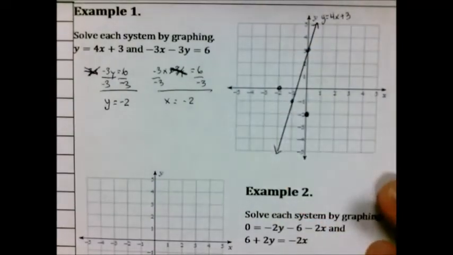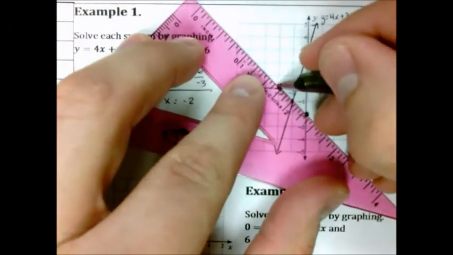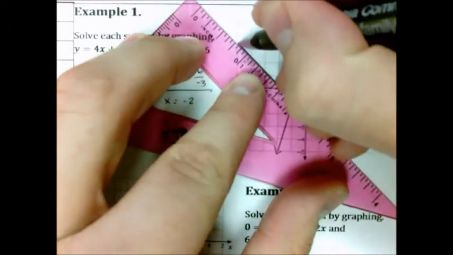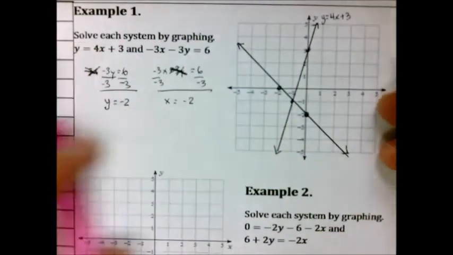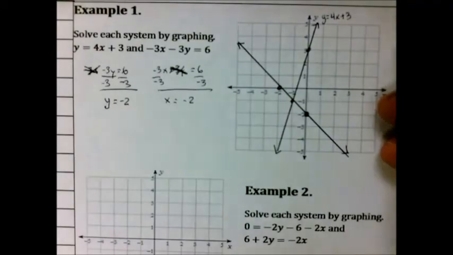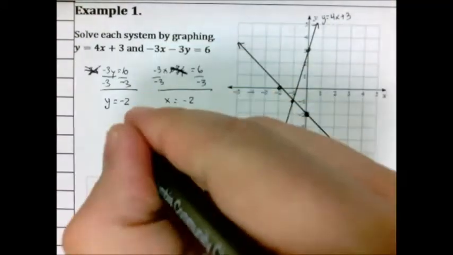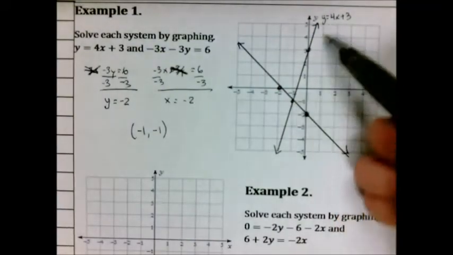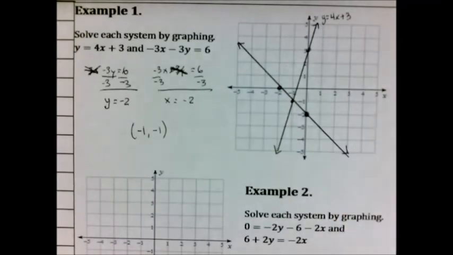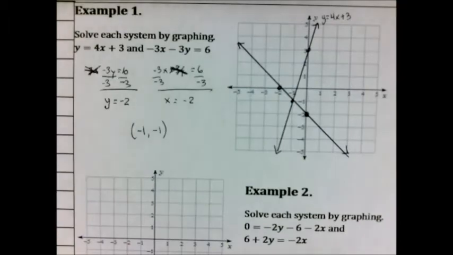Okay, so we just have to graph these lines here. Graph them together, put on our little arrows. And we see that the point of intersection is about at negative 1, negative 1. And so our answer to this would be negative 1, negative 1. That's where the two lines intersect. So the solution is when x is negative 1 and y is also negative 1. That's how you solve using graphing. Let's do another example of this though.